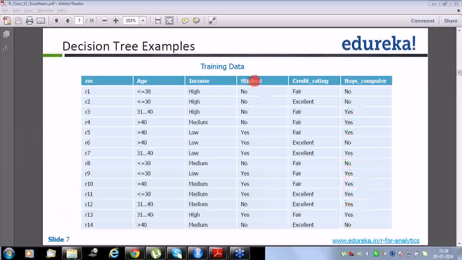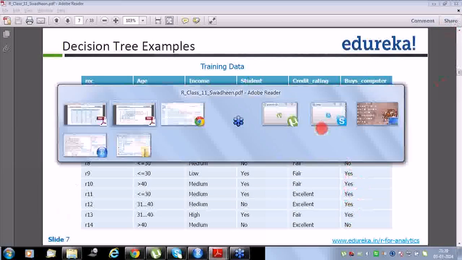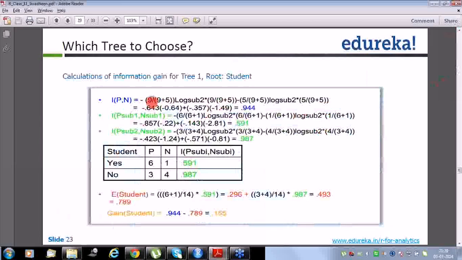When I talk about the student variable, let me reach there. Look at that. IPN is what? 9 upon 9 plus 5, that is, 9 yes over yes plus no, log sub 2 of 9 upon 9 plus 5, minus 5 divided by 9 plus 5 log sub 2 of 5 upon 9 plus 5. Both have minus signs, so it doesn't matter whether you start with the yes or the no variable, you end up with the same calculation.